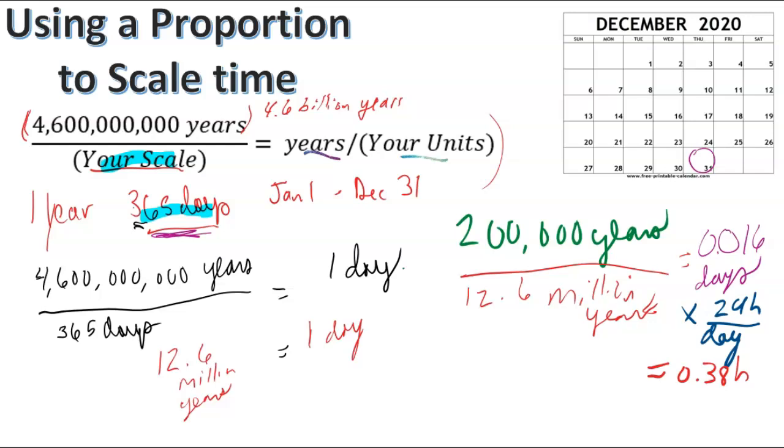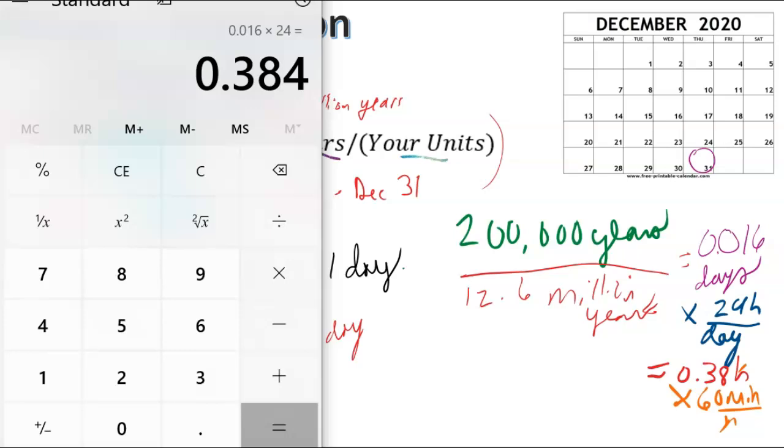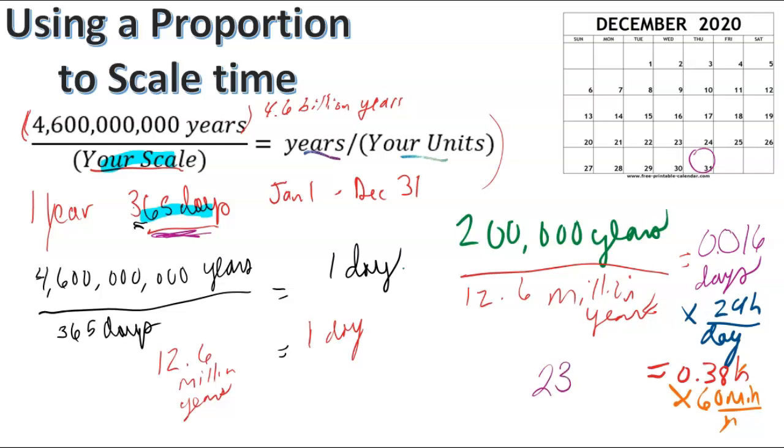So how do we figure out minutes? Well, we know that there's 60 minutes in an hour. So I can go and use that. Let's multiply it by 60 minutes in an hour. And let's see what we get. We'll pull up our calculator. And so we're going to multiply that by 60 minutes. 23 minutes. So humans on a scale, when we're looking at months, that's how far back. It's a really small amount.